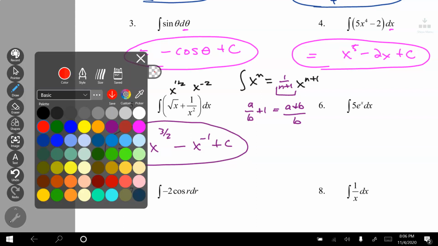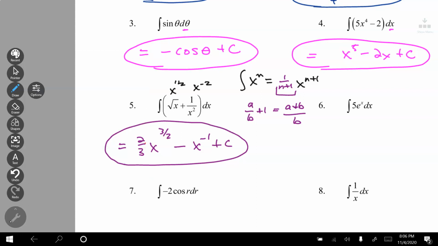So if I actually took the derivative of this, I would get 2/3 times 3/2, which is 1. X, subtract 1, 1/2, and -1 times -1 is plus 1. Subtract 1, I get x to the -2. See, I'm getting what I want.